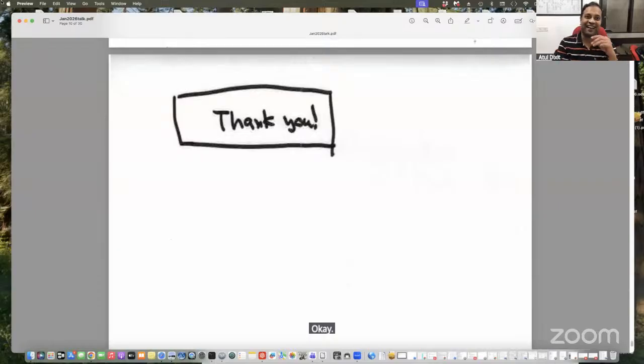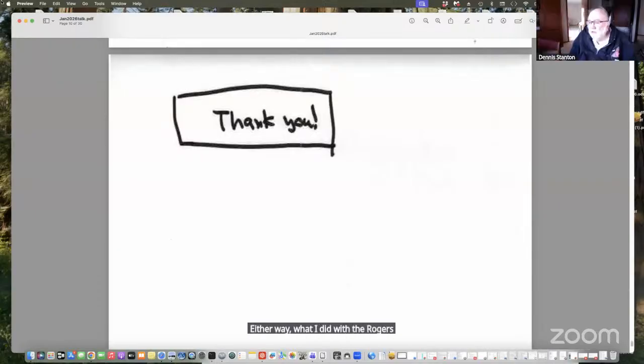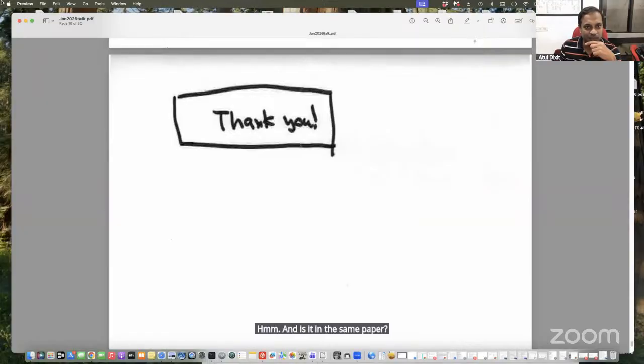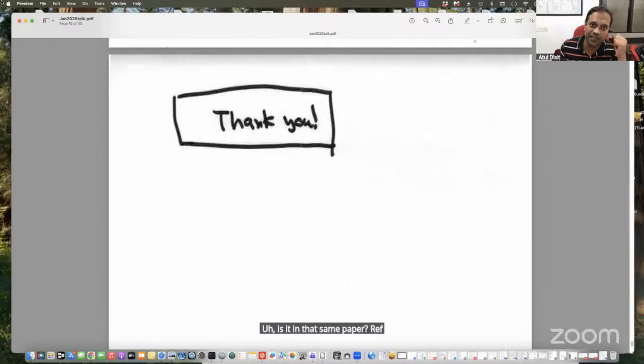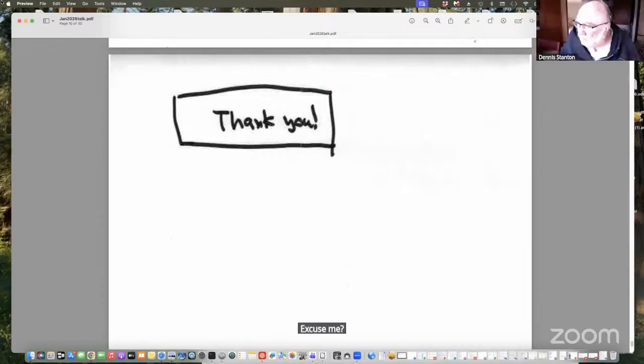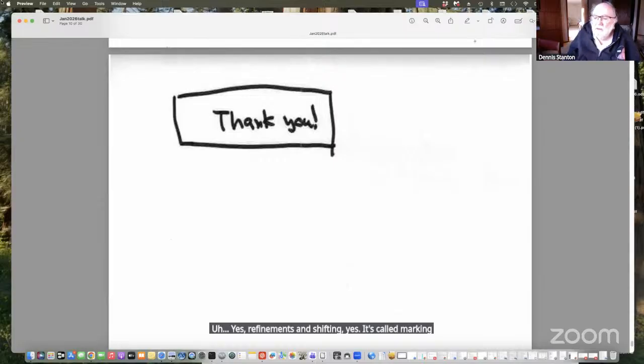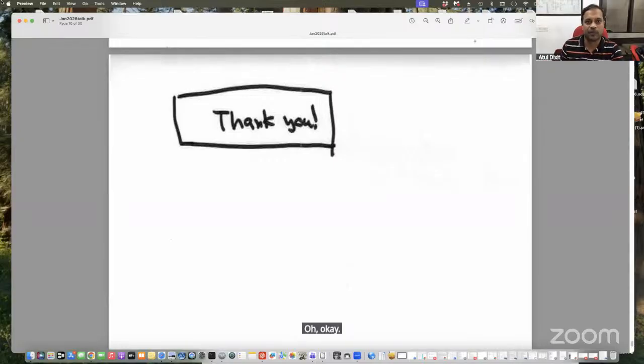Okay. By the way, what I did with the Rogers-Ramanujan, we also did for Andrews-Gordon. You can insert those rational functions and get generalizations of Andrews-Gordon. Is it in the same paper, Refinements of the Rogers-Ramanujan Identities? Yes, it's called marking and shifting in partitions.